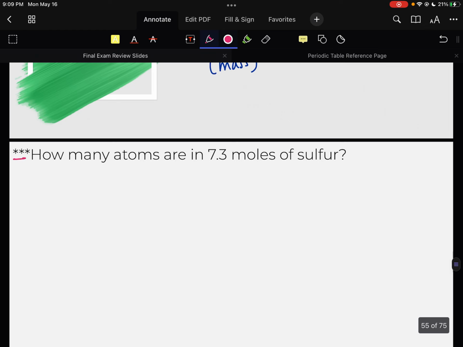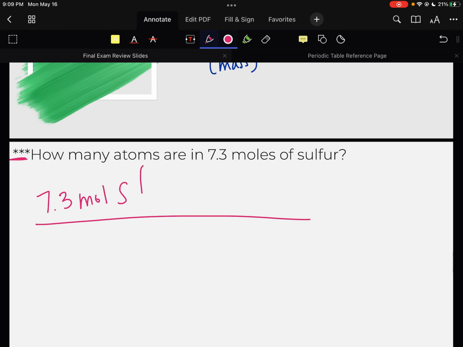Just make sure you remember we're always using the 1 mole here. So it's how many grams are in 1 mole, and then how many atoms are in 1 mole. So let's look at our first calculation. And so here are the stars. So that's telling you this one is on the homework module. So we always start with what we're given. So 7.3 moles of sulfur.